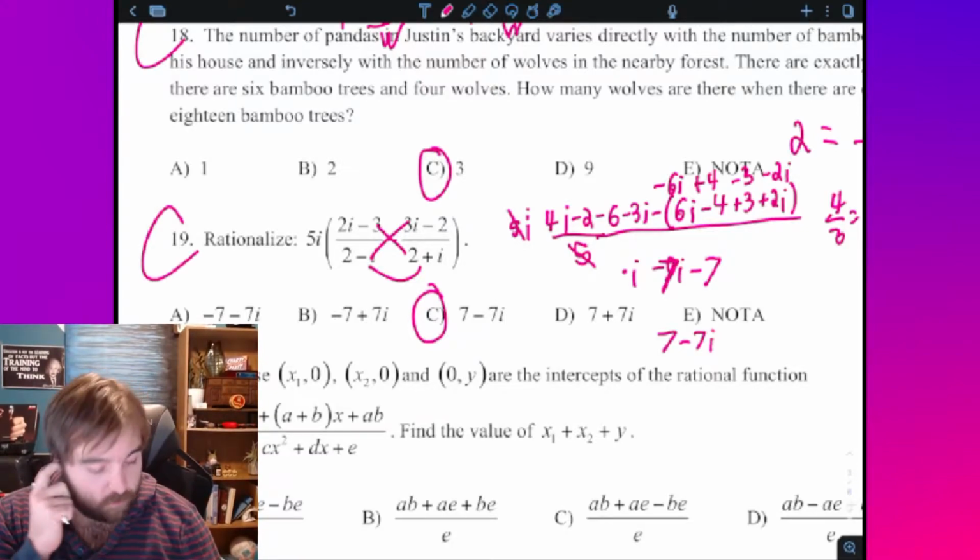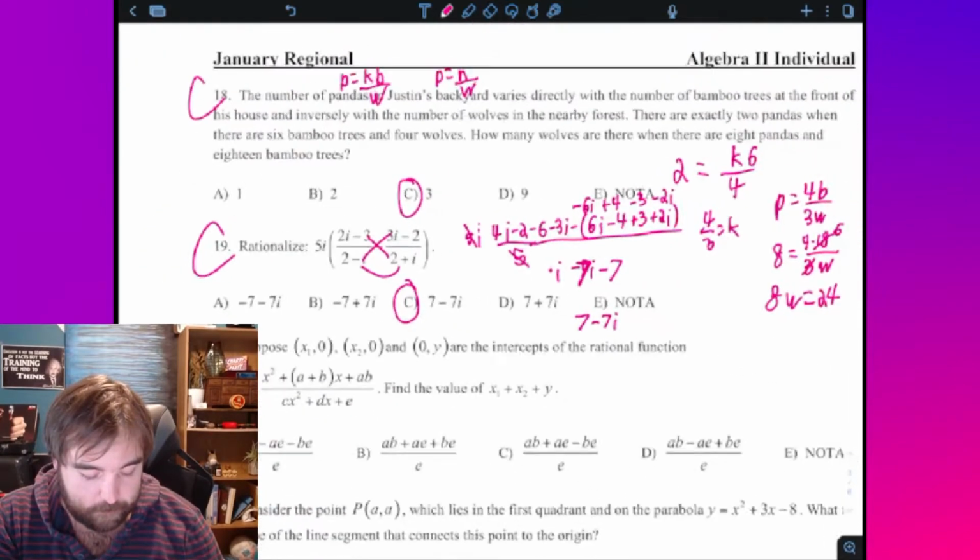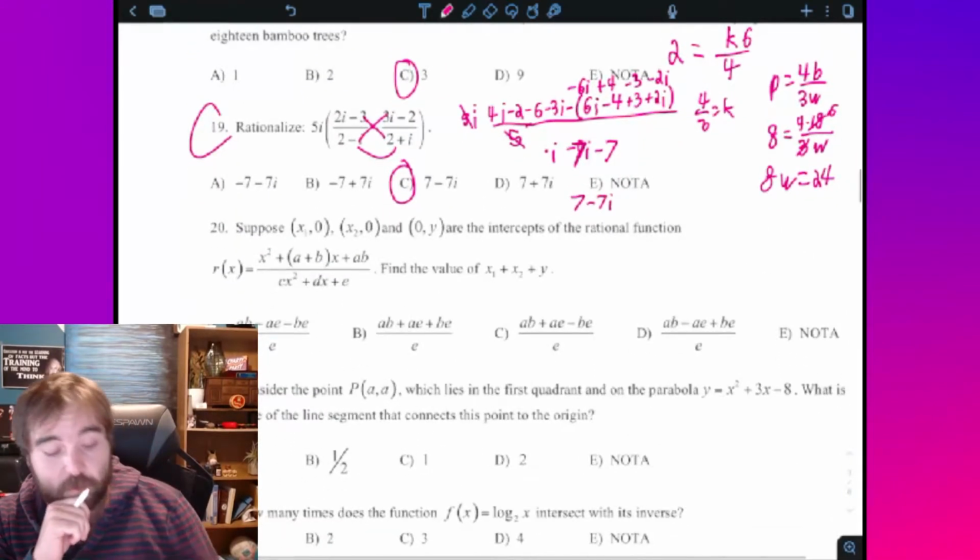Ooh. Alright. Suppose those are the intercepts.